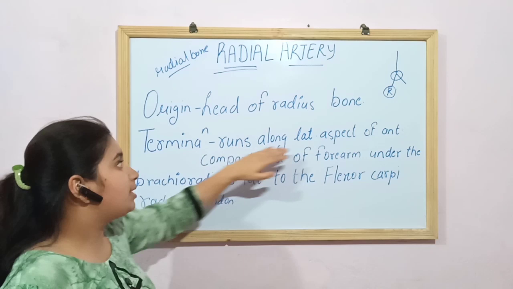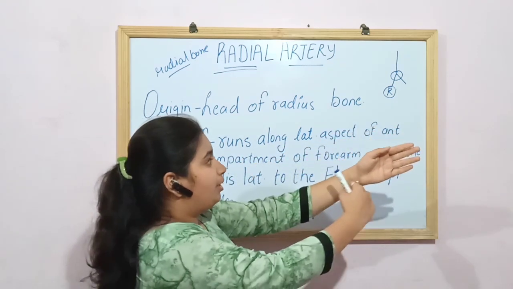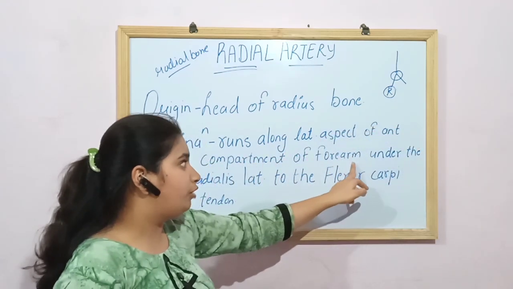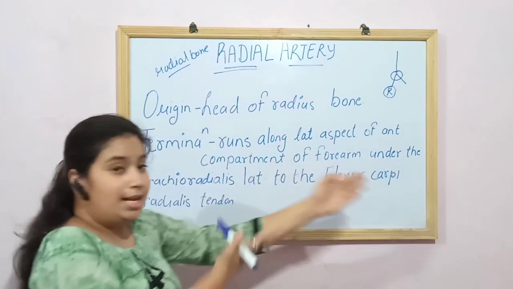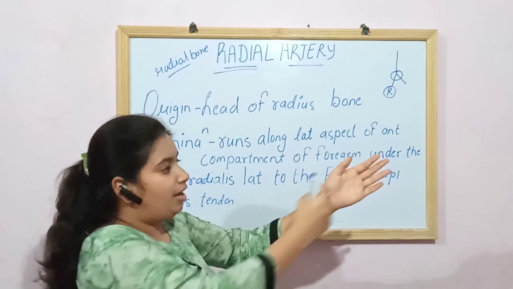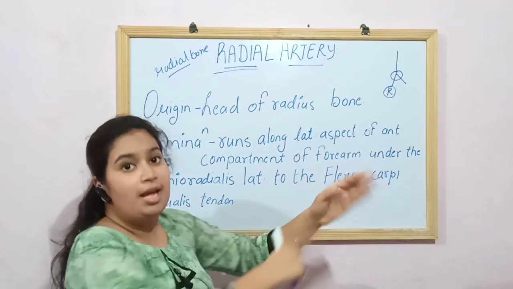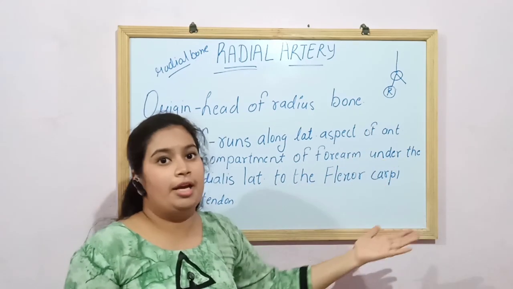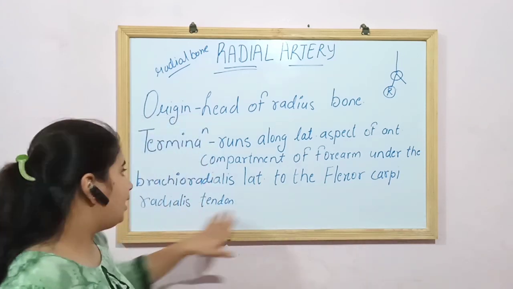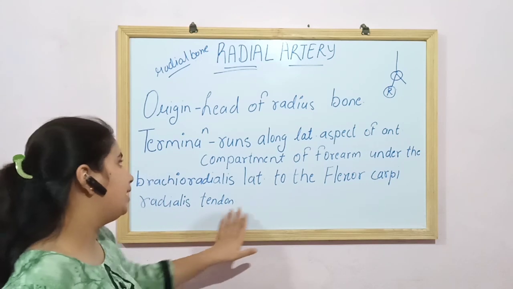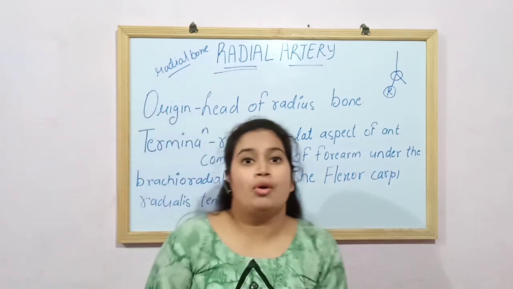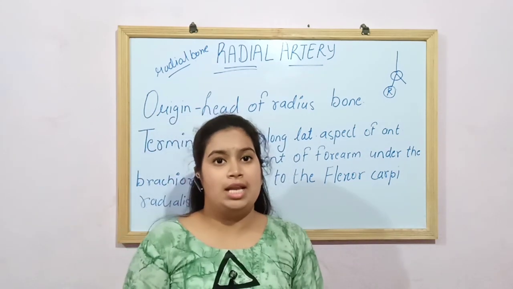And it runs along the lateral aspect of the anterior compartment of the forearm under the brachioradialis muscle, lateral to the flexor carpi radialis tendon. I will show you forward in the diagram. It ends at the wrist lateral to the flexor carpi radialis tendon. So this is the origin and termination of the radial artery.